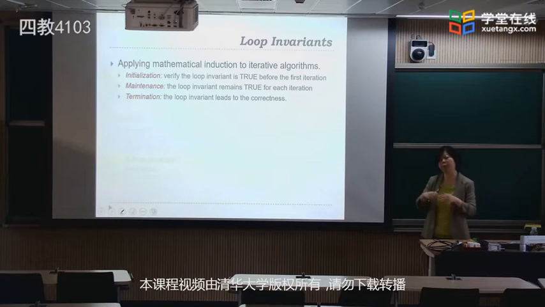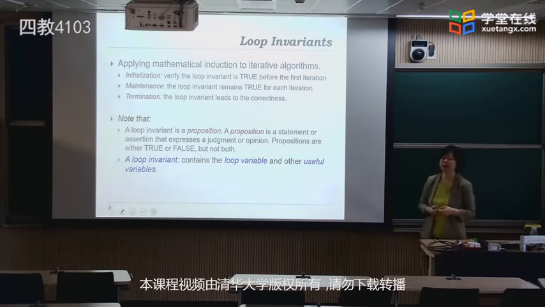So basically, if we assume the loop invariant is true at one iteration, after the execution of the iteration, we need to verify the loop invariant remains true. Okay, so that basically corresponds to the second step of mathematical induction. And then the termination, we need to verify the loop invariant leads to the correctness of the algorithm.